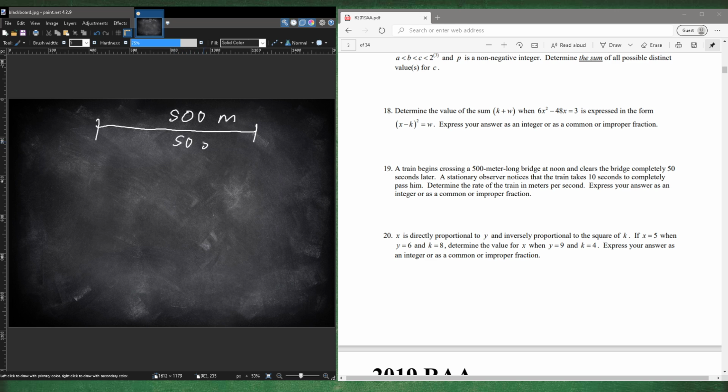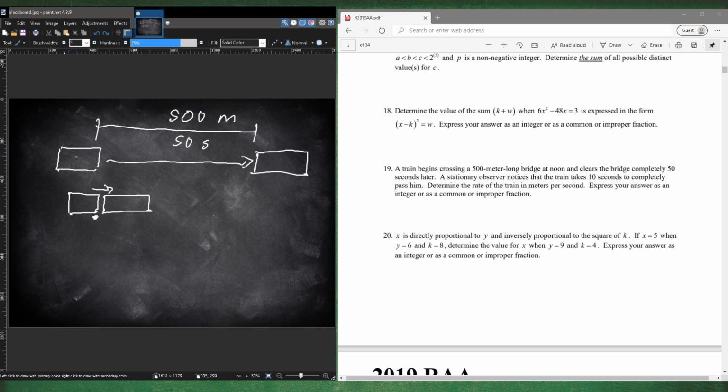So basically, we have a train, and it went from here to here, right? So for it to complete it, it has to go from here to here, from the back, right? And then let's say we have a bystander, standing right here, and there was that same train, moving at the same speed, and it went over here, right? So the back went over here. So basically, now we have to find the rate at which it's moving.